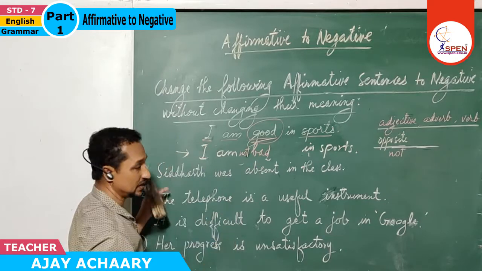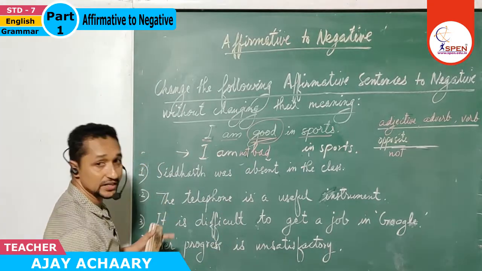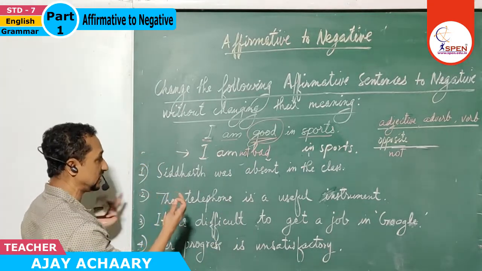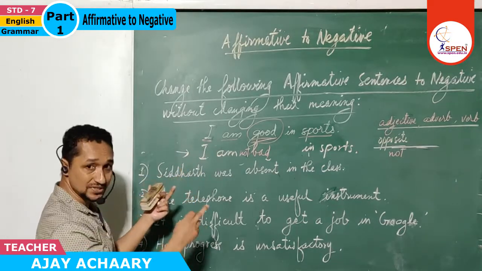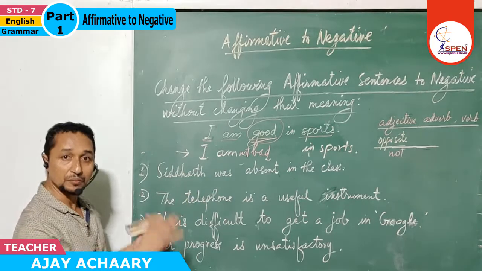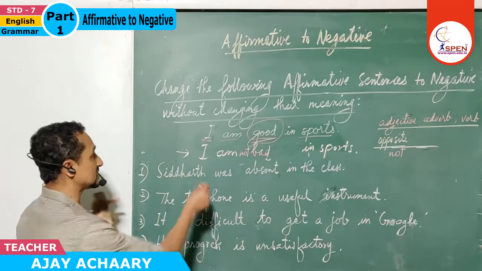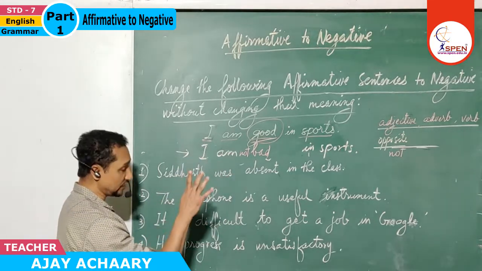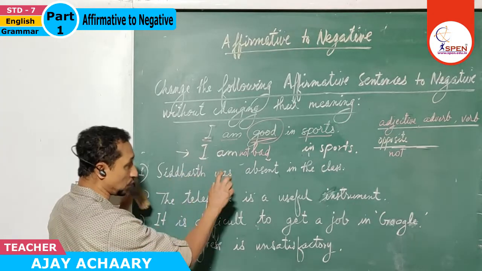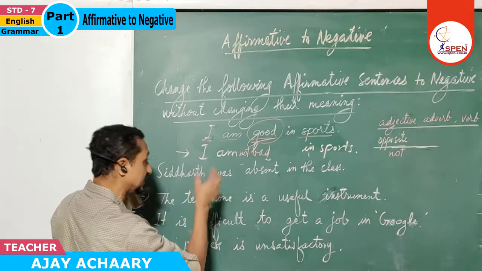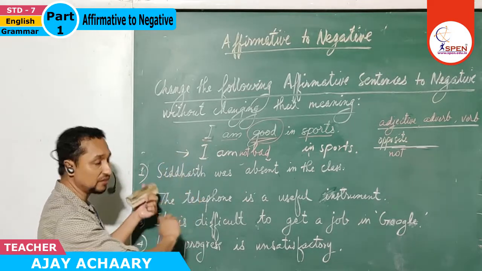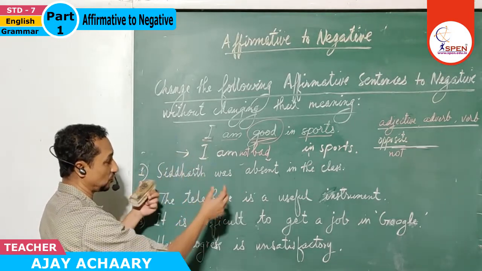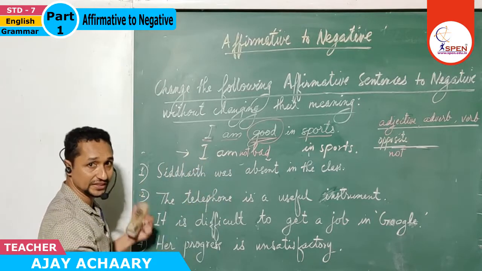So look at the answer. I am not bad in sports. This is the answer which we wanted to get. I am good in sports. I am not bad in sports. Both have the same meaning. This is the way we can change. But the thing you need to remember is that we should look for which word we need to find the opposite of. Then after finding that opposite, we add a negative word, and we will get the answer.